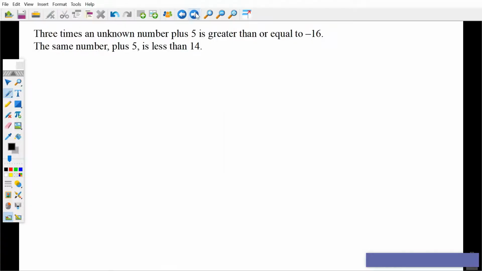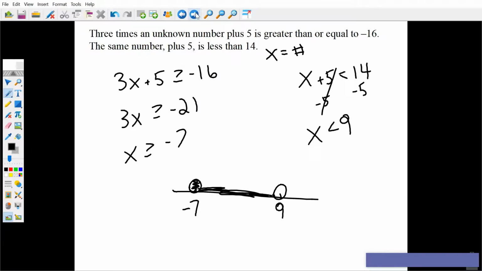3 times an unknown number plus 5 is greater than or equal to negative 16. The same number plus 5 is less than 14. Let's take a look at this one. Okay, this is a tricky one. So x equals the number, and there's sort of two equations they're giving us here. So there's two things we have to solve.